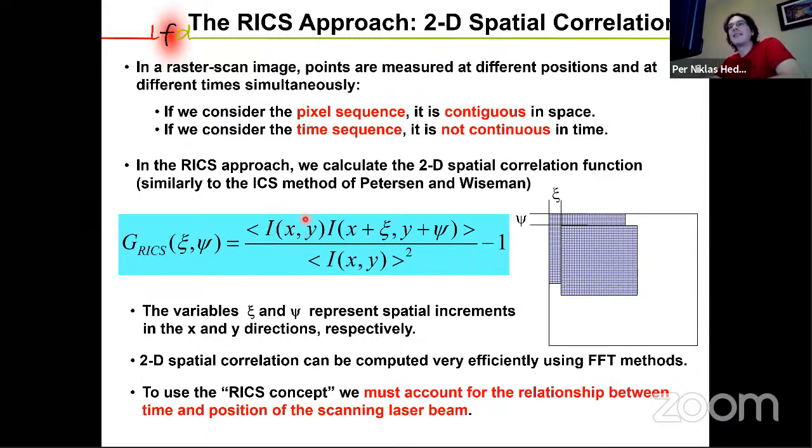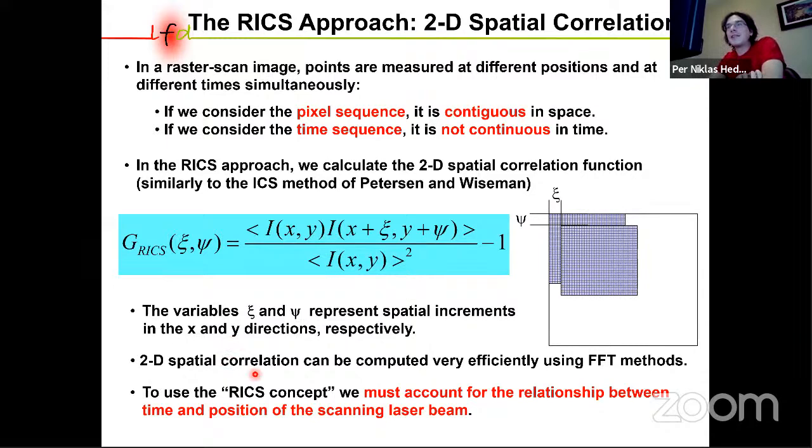But so we have a pixel as a function of x, y in our image, and then we multiply it with pixel x, y, but with a pixel shift and with our line shift. And then we normalize the whole thing with the average intensity squared, and then you can subtract 1. So these pixel and line shifts are those spatial increments in x and y directions from a laser scanned image.